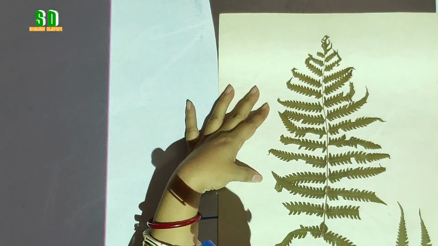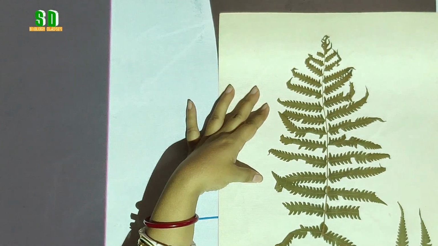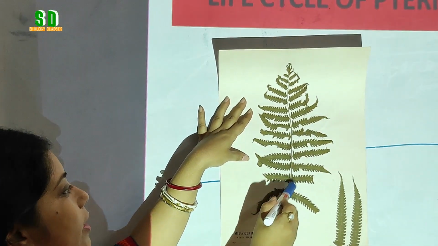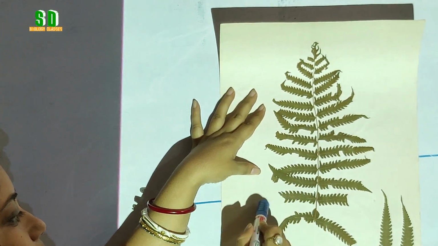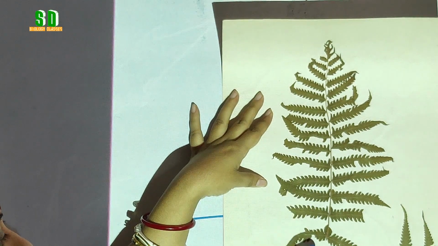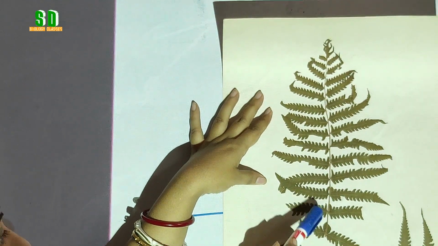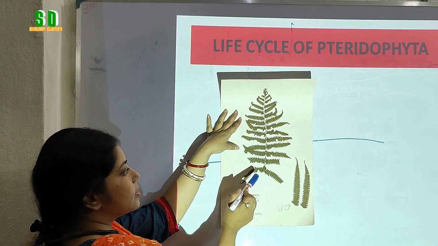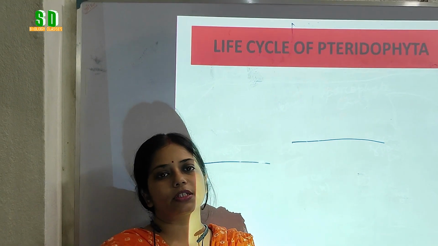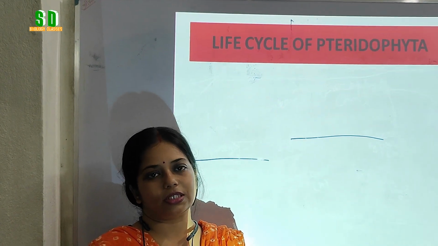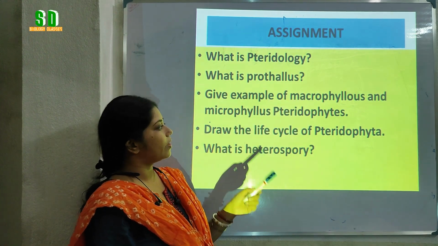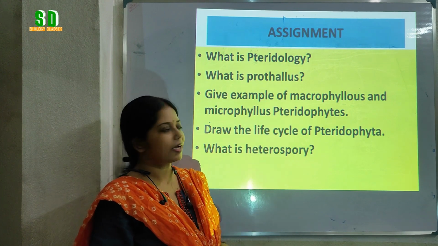Now students, what is macrophyllous pteridophyta? Macro means larger in size. So where the stem is shorter and leaves are larger in size, that type of pteridophyta are called the macrophyllous pteridophyta. This is the example of the macrophyllous pteridophyta. It is the herbarium sheet of Cristella dentata. Another example of macrophyllous pteridophyta is Pteris. So students, here you get the idea of macrophyllous and microphyllous pteridophyta, and also you can see their examples.